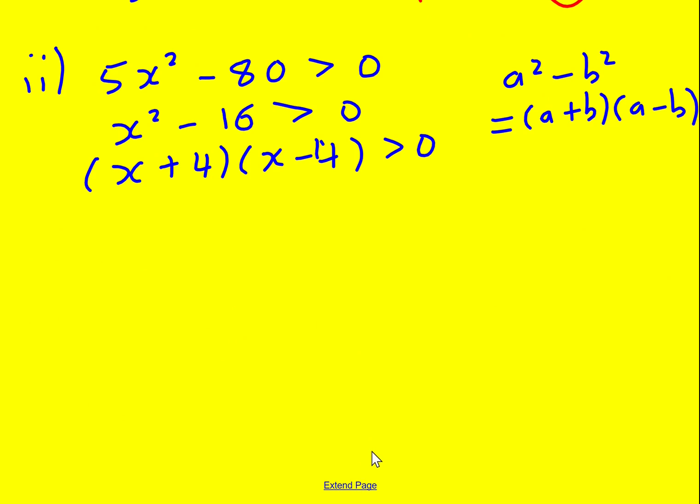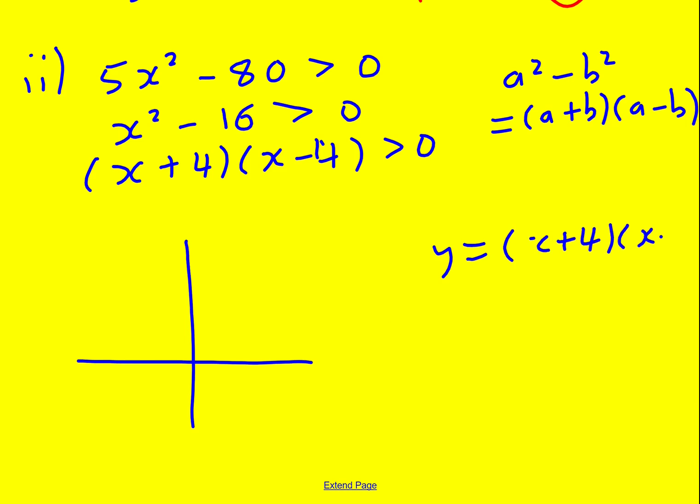Good practice is to sketch the quadratic y equals x plus 4, x minus 4, and look at where that is greater than 0. So we get a root of minus 4 from this, and a root of plus 4 from this. We get a symmetric parabola about the y-axis, and it will look a little bit like this.